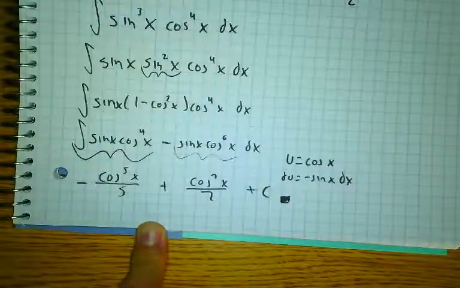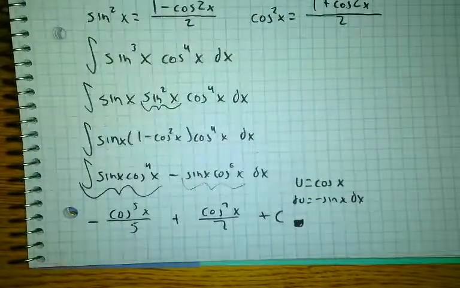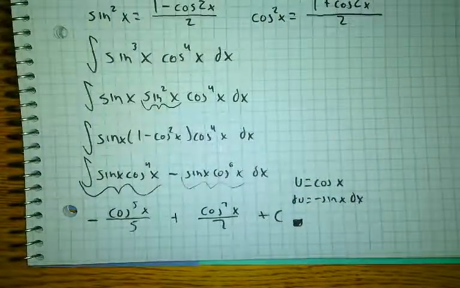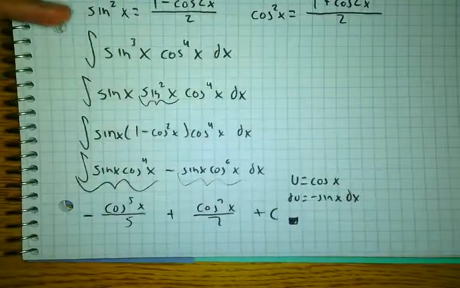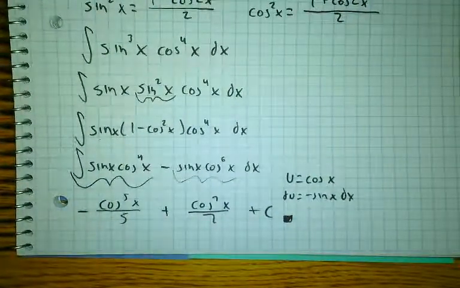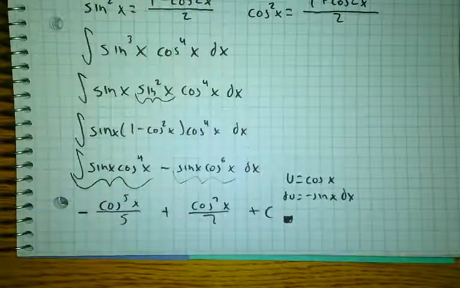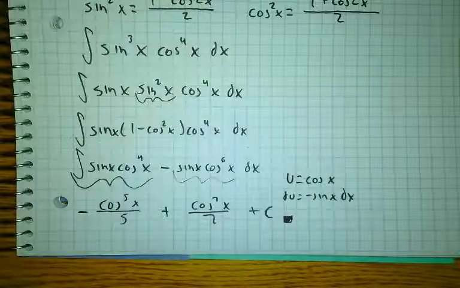Okay? So let's summarize what happened here. You're going to use the rules above to rewrite it in a way that you can use substitution. That's really what's happening here. Cool. You're going to use identities. You've got to find a way to use identities so that u substitution works. Cool. Questions about that? Yes, ma'am.